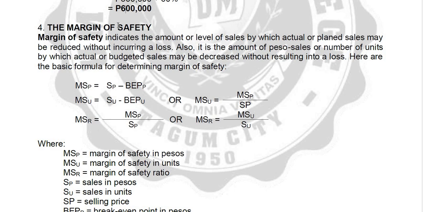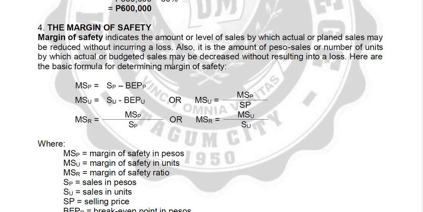So, next topic will be the margin of safety, no? So, pag sinabing margin of safety, it indicates the amount or level of sales by which actual or planned sales may be reduced without incurring a loss. So, it is the amount of peso sales or the number of units by which the actual or budgeted sales may be decreased without resulting into a loss. So, bali yung margin of safety, parang i-compare mo yung current mo na selling price or sales volume versus the break-even point. No? So, parang ito yung buffer mo na hindi ka pa malulugi, no?